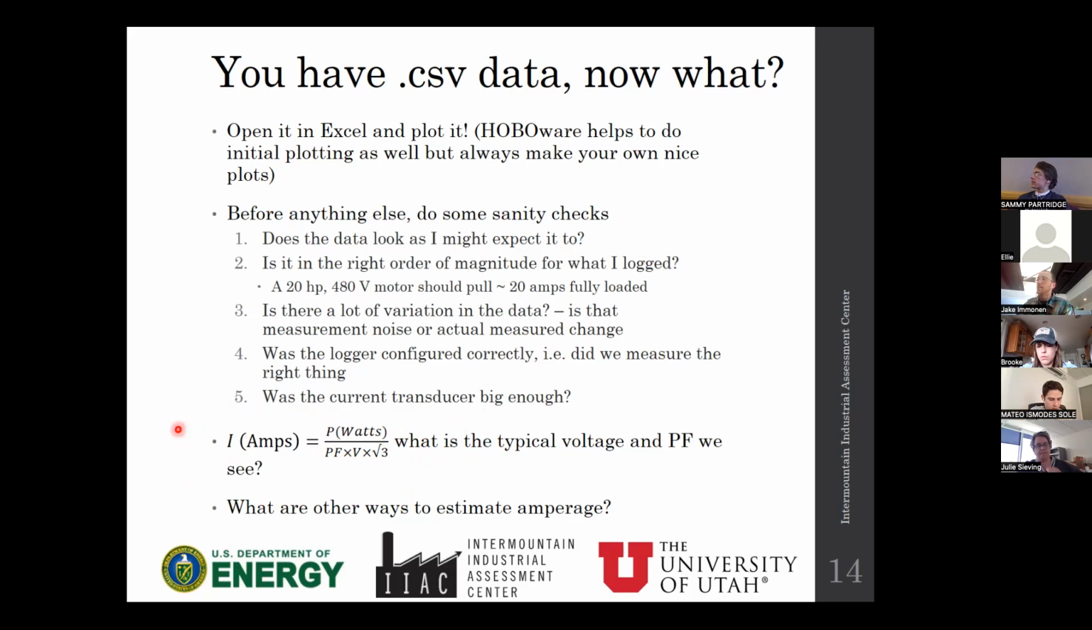Just as another heads up, this is also one way that you can make sure that you're using the right current transducer. So making sure before we put the logger on that we have a current transducer that's big enough to measure the amps. Another way we can do that is through the FLA on the motor nameplate. The full load amps is another way to see what our order of magnitude is, and then also make sure that we're putting the right current transducer.